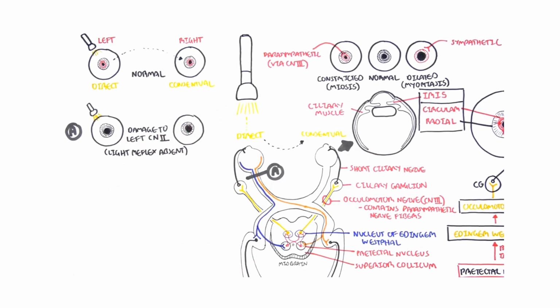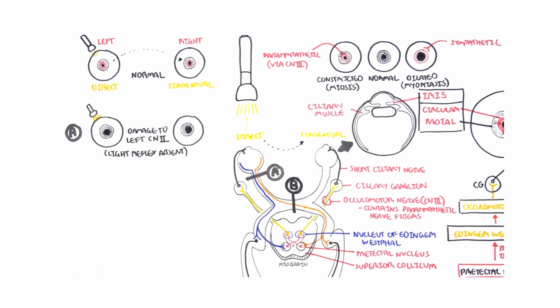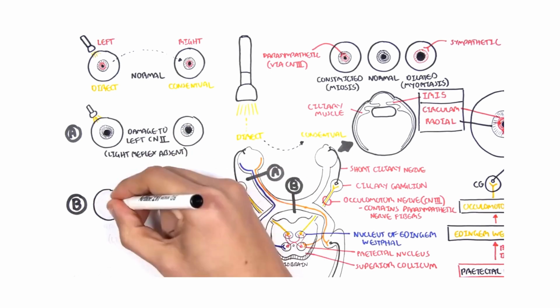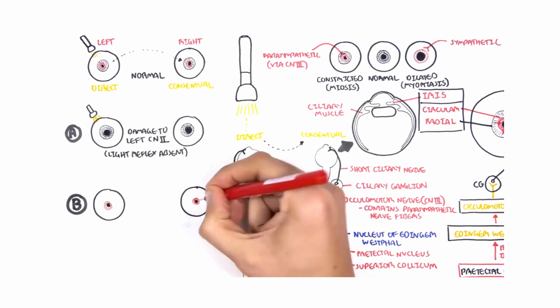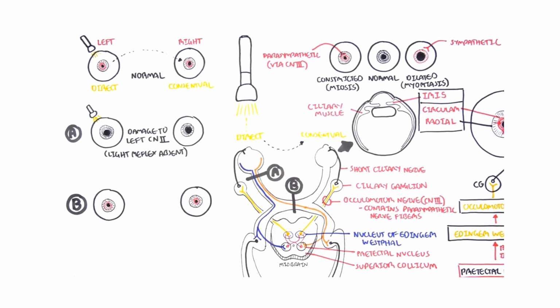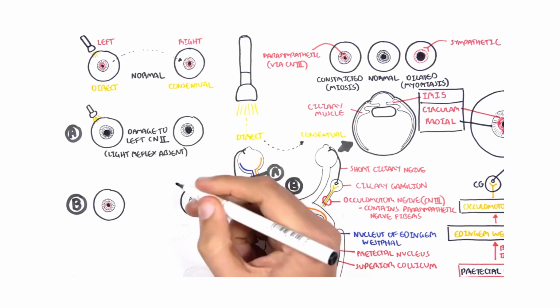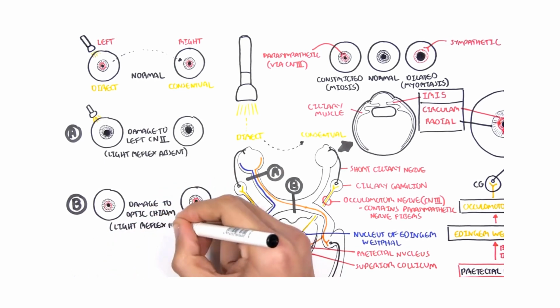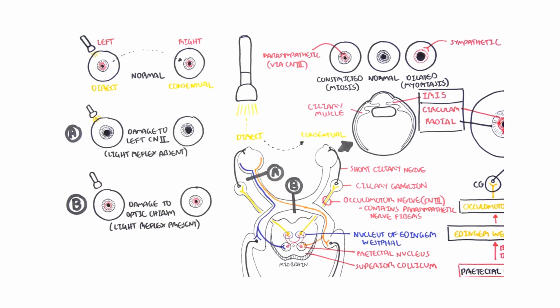Now what happens if you have damage to the optic chiasm? Well, when we shine light on the left eye, the signal is still being sent along the blue nerve, because the orange nerve is damaged, the blue optic nerve, and it will still bring it to the pretectal nucleus and it will still cross over. And so both the left and right nucleus of Edinger-Westphal are working. So with damage to the optic chiasm, the light reflex will still be present. So you still see constriction of both the left and right.